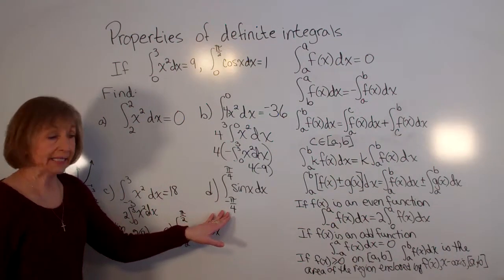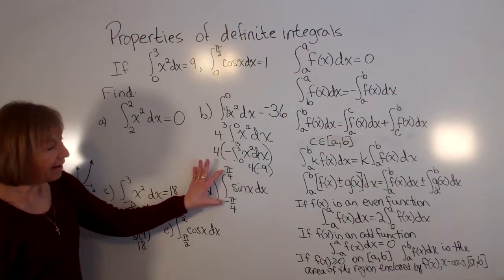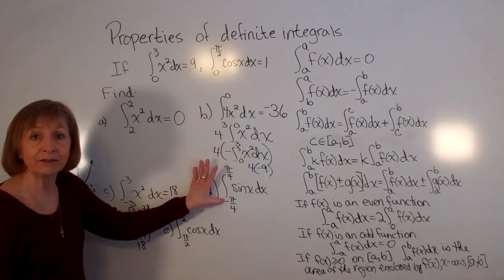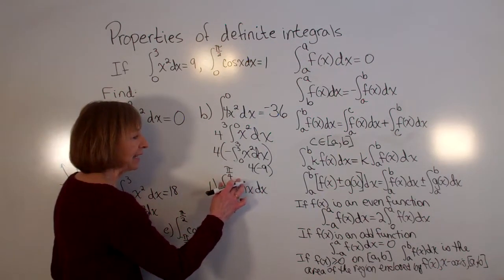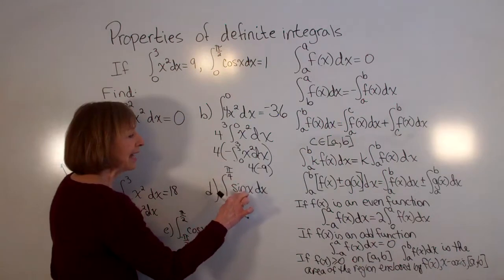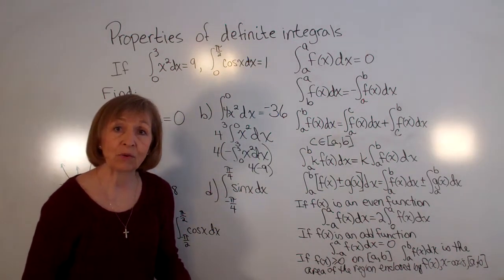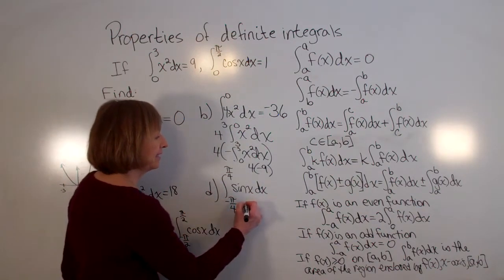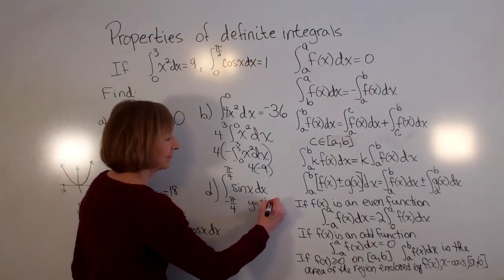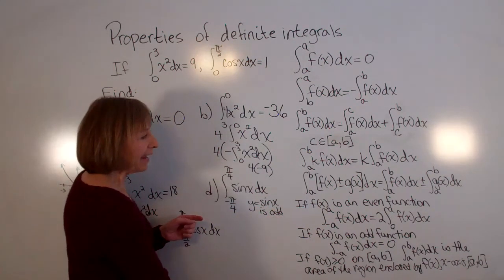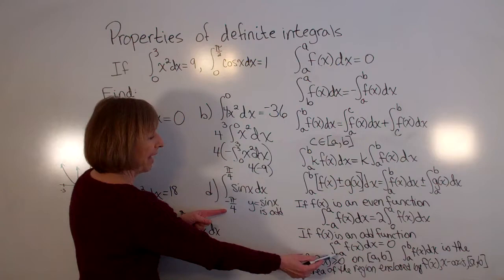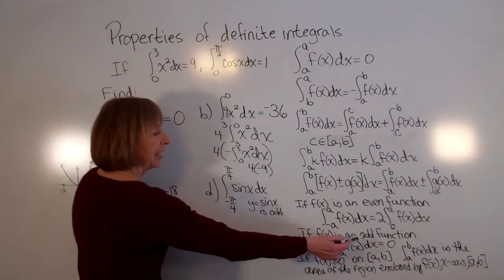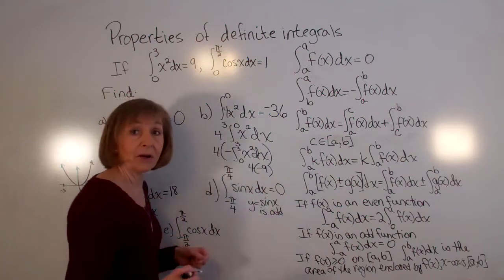Next up, D. Again, look, I have opposites on my lower limit of integration and my upper limit of integration. And then when I think about sine x, well, y equals sine x is symmetric with respect to the origin. Y equals sine x is an odd function. And if my integrand is an odd function, and I'm integrating from the opposite of a to a of an odd function, my definite integral is just going to come out 0.